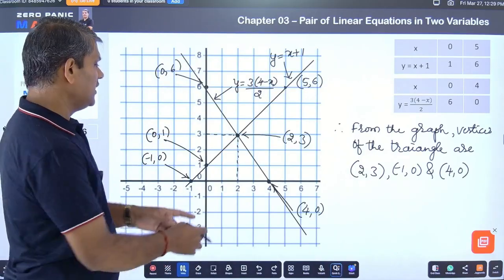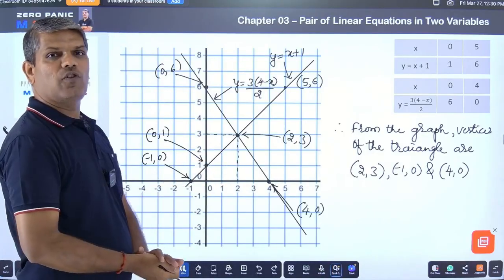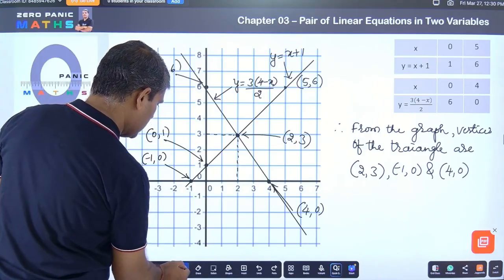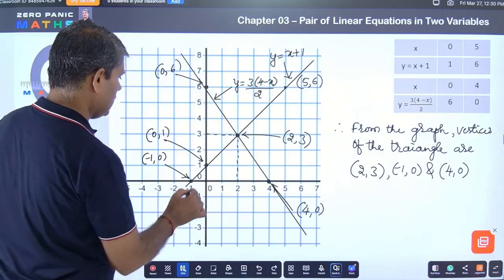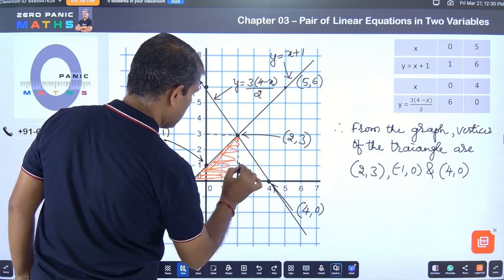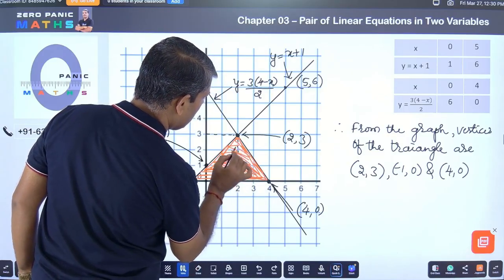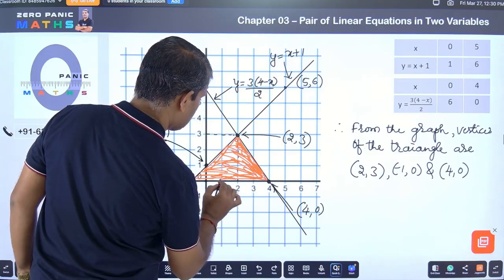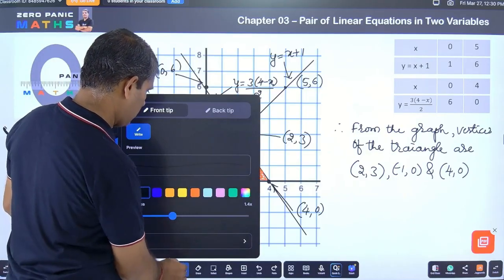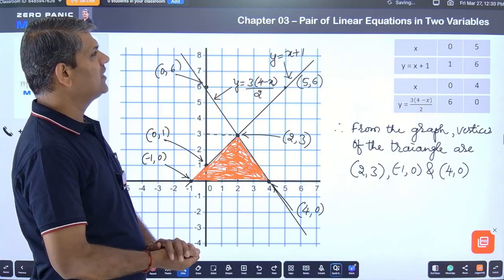And what else is asked? Just identify the vertices and then shade the triangle that is formed with the x coordinate. Let us share that. Okay, so this is that shading. I'm just filling this in. So this is that triangle. You can actually fill it with some color. So that's all the solution for this question.